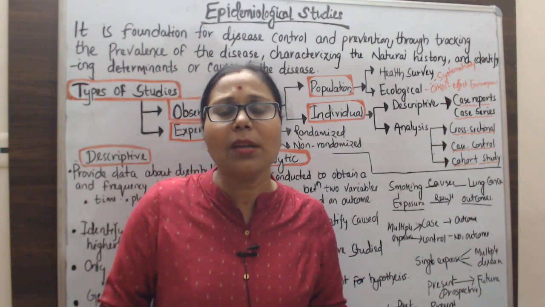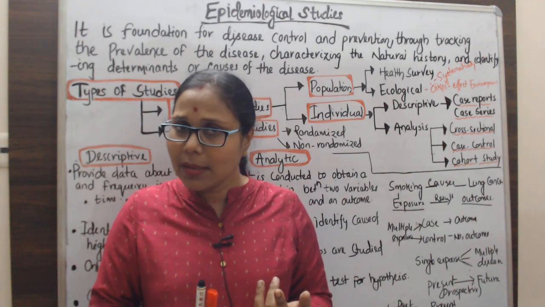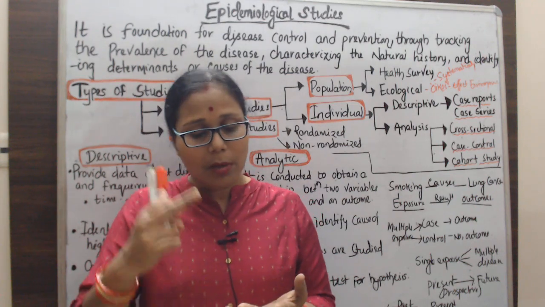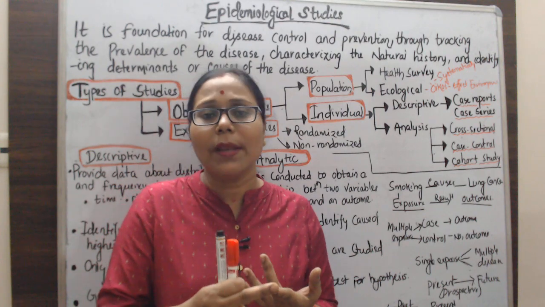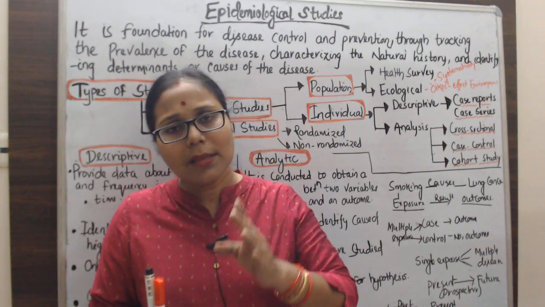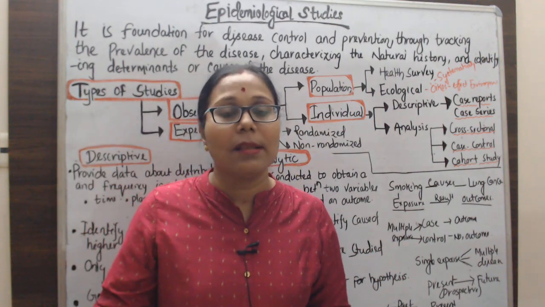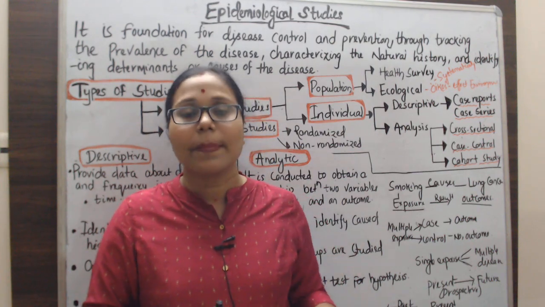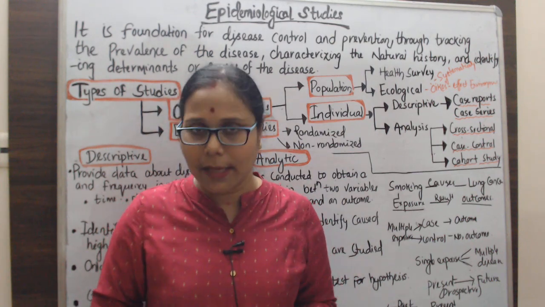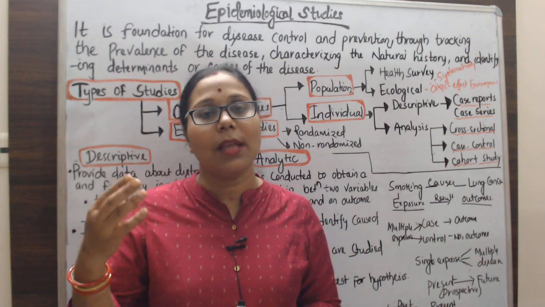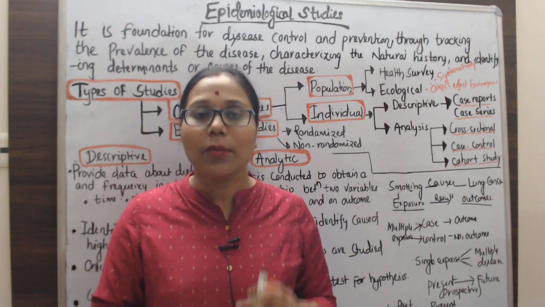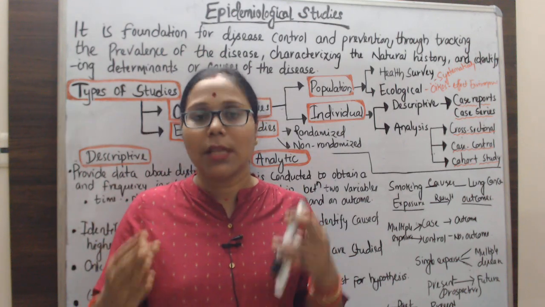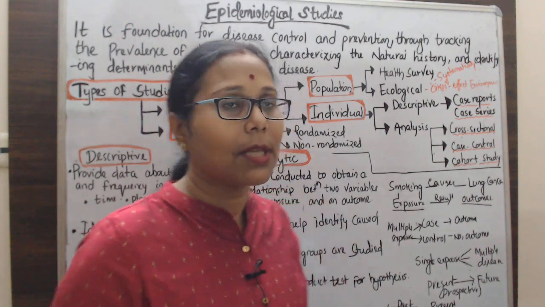The questions are: what is the disease, when, how does the disease occur, which are the risk factors, and how to control it. So these are the questions and answers that can be obtained by the study. So the researchers have already designed studies, or you say epidemiological methods, by which we can answer all these questions. So what is epidemiological study?